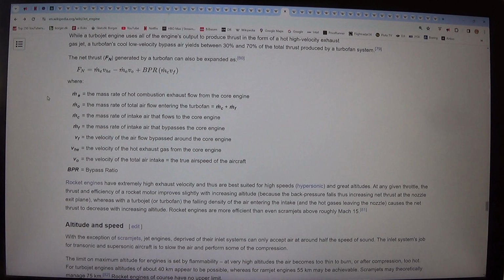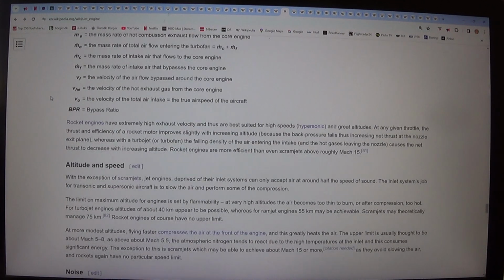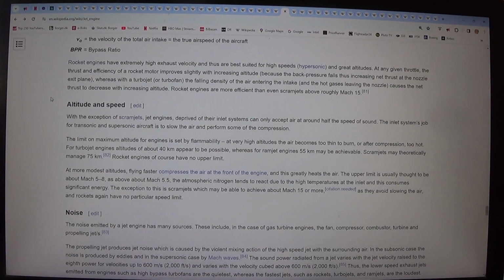ṁo equals the mass rate of total airflow entering the turbofan, equal to ṁc plus ṁf. ṁc equals the mass rate of intake air that flows to the core engine. ṁf equals the mass rate of intake air that bypasses the core engine. Vf equals the velocity of the airflow bypassed around the core engine. Vhe equals the velocity of the hot exhaust gas from the core engine. Vo equals the velocity of the total air intake, equal to the true airspeed of the aircraft.